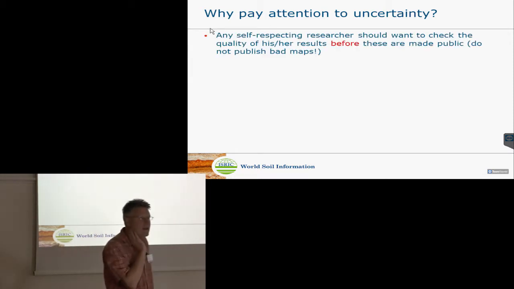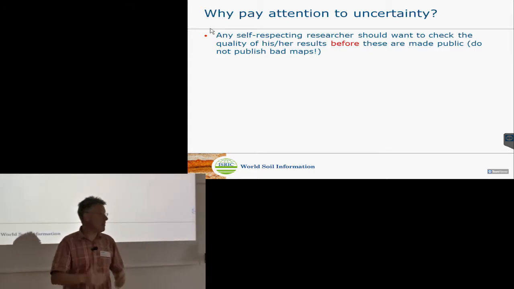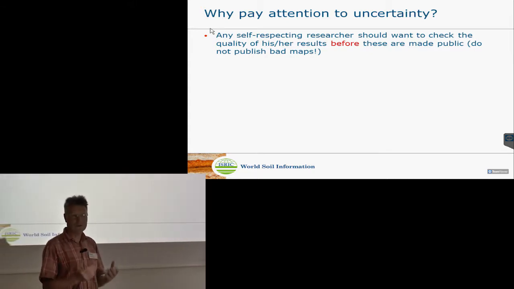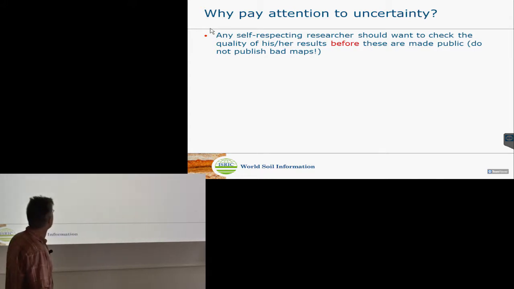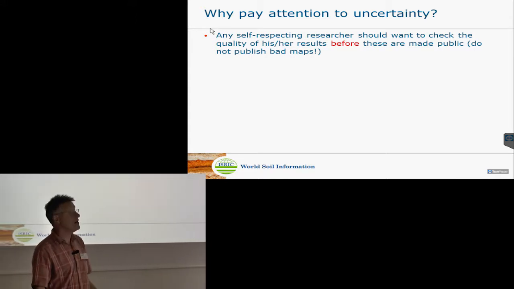Any self-respecting researcher, before you make a map public, would like to check what is the quality of my map. Is my map accurate enough to be published, to be given to my client, to my user? So you don't want to publish bad maps. You want to make sure that they're accurate, or at least satisfy a criterion, and maybe even better, communicate that accuracy.